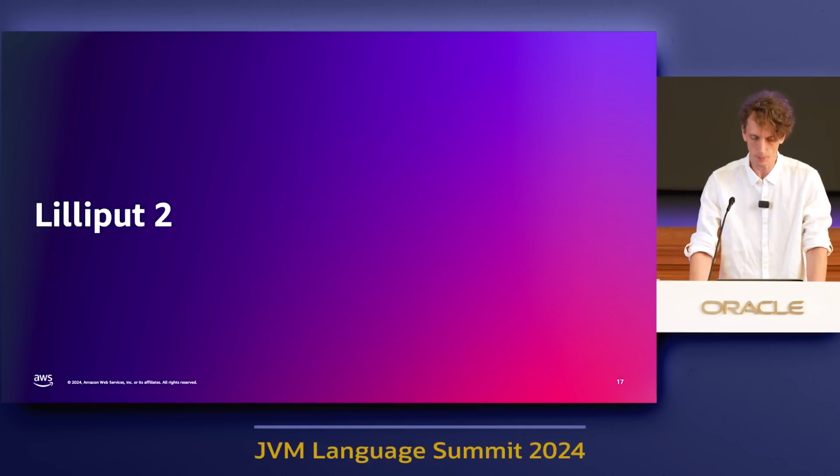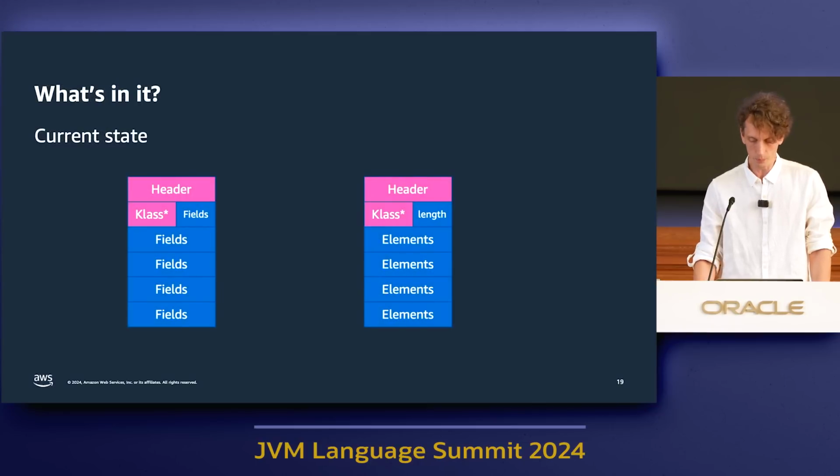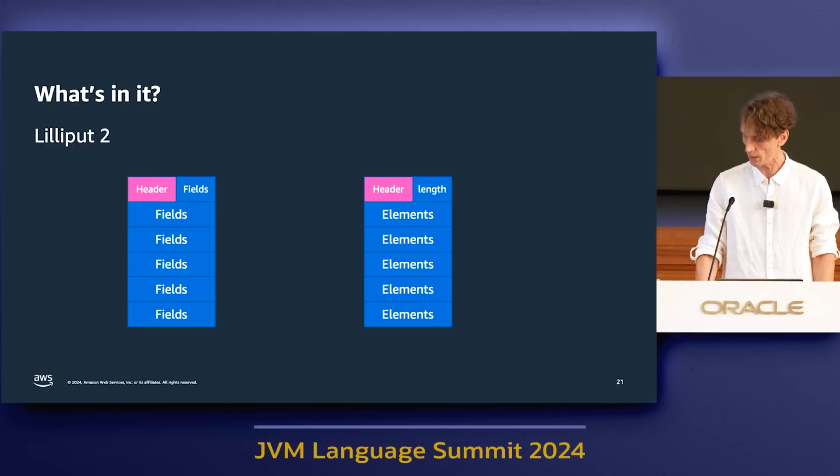Let's go a bit deeper about what we call Lilliput 2. Lilliput 2 is basically the next step, making the object headers even smaller and save more memory. So basically what I talk about here is the tiny class pointers and compact identity hash code. So recap about the situation that we want to do. This is the current state in the JVM. We take 12 bytes for the header and the class pointer. Lilliput 1 shrink that to just 8 bytes, and with Lilliput 2 we want to make this even smaller and only take 4 bytes for all of this.